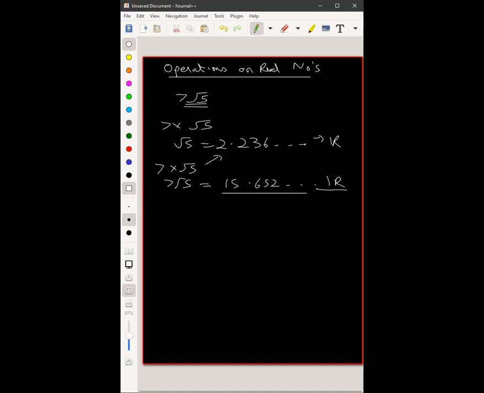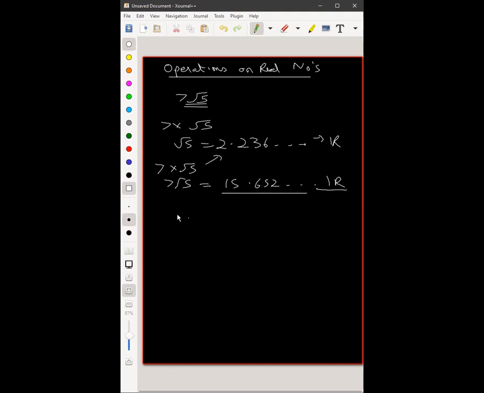Sir, do I have to learn all the values? Yeah, till √7 learn it. √3, √5, √7, at least learn these, and even √2. Okay, these four values you can learn. Fine. Now, the same way we can even do addition and subtraction of real numbers.